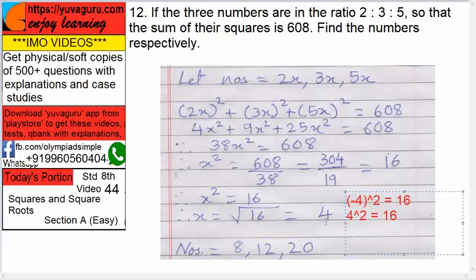Okay. So x is 4. So the numbers are 2x, 3x and 5x. So 2 4s are 8, 3 4s are 12 and 5 4s are 20. So 8, 12 and 20, or minus 8, minus 12 and minus 20 as per the answer options. Okay.